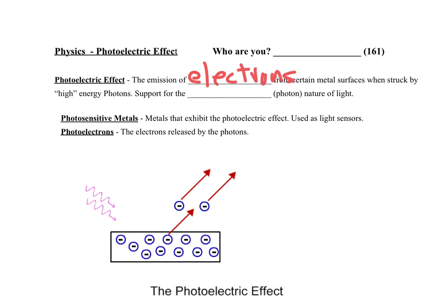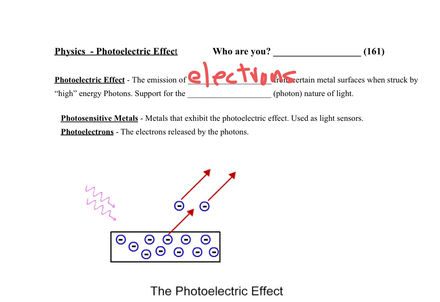Sorry about the big writing here. I have a new app. From metal surfaces. It says certain metal surfaces, but basically any metal surface. It could be aluminum, copper, silver, brass. Doesn't really matter. But some metals work better than others.